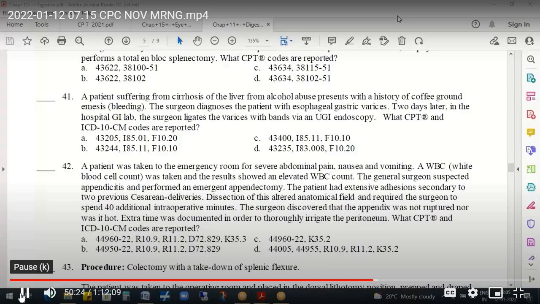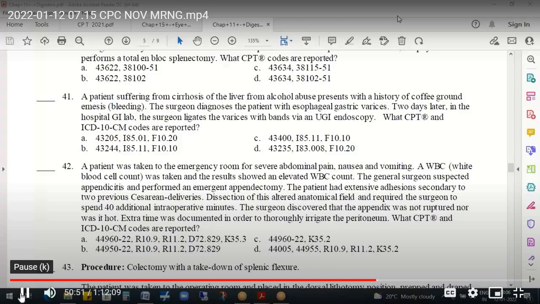Next one. Is it initial or recurrent? Next one, age of a patient.